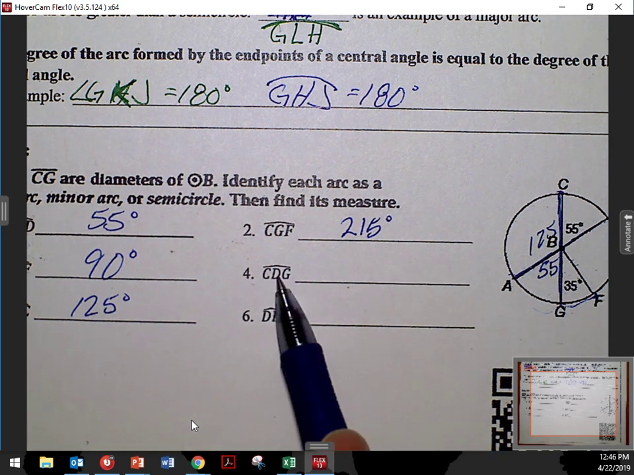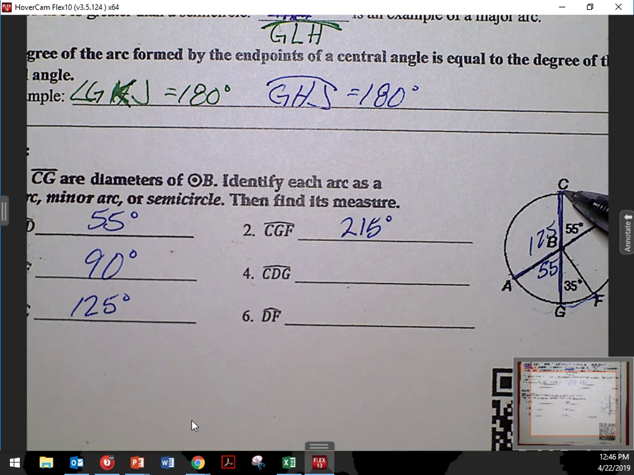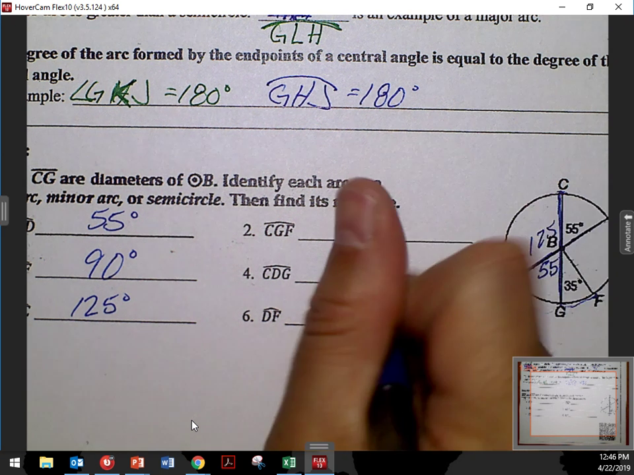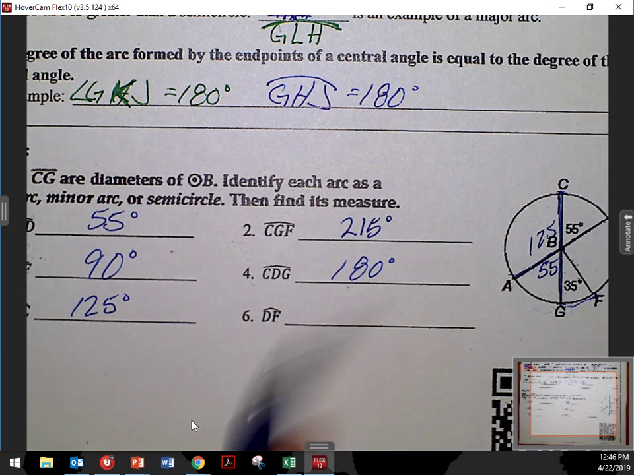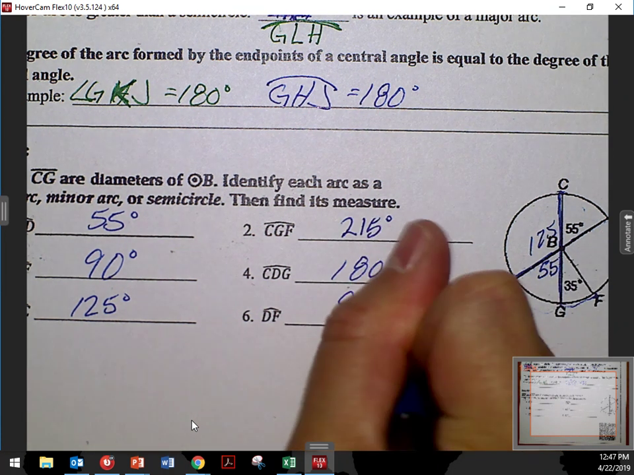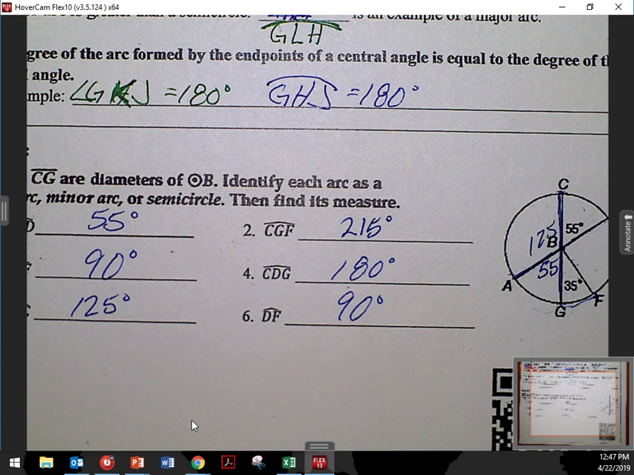Major arc CDG. C, D to G. 180. Looks like 180, right? Okay. Minor arc D to F. 90. Why do you get 90? Because you do 180 minus 55 minus 35. Yeah, excellent. That's going to be 90 right there. Is that easy? Yes, that's super easy, isn't it?